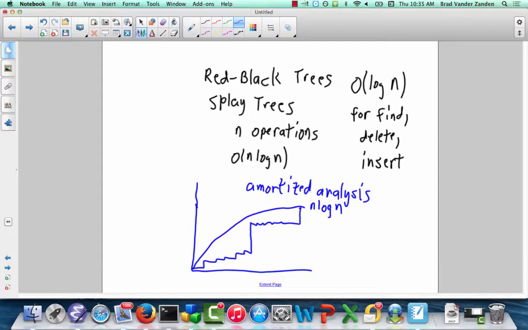Which is a pretty cool thing that computer scientists often do. They say, what happens if we don't guarantee that every single operation takes log n time, but we guarantee that a sequence of n operations takes that much time. Okay, and sometimes you get simpler algorithms as a result, and splay trees, you will see, are an example of that. But again, we won't be covering those in this course.